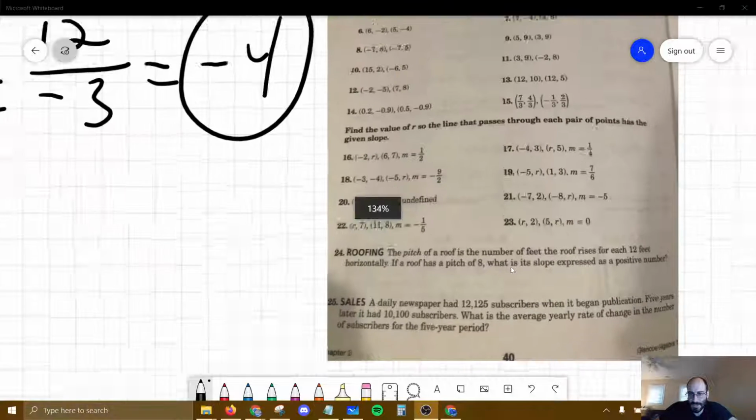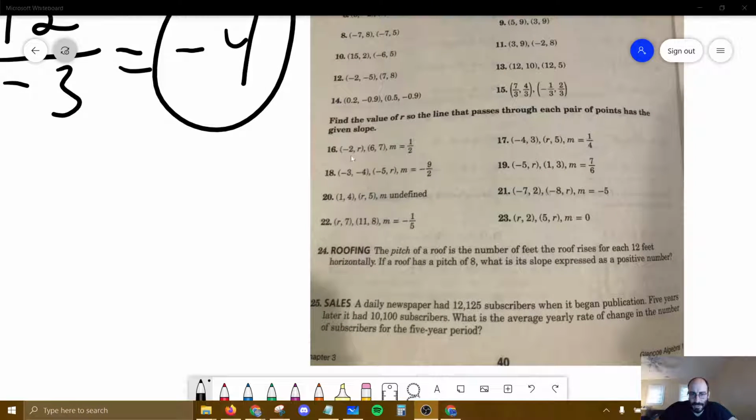Okay, for this next section here, you're given 2 points and the slope, but one of the points is missing a value, so they call that R. Okay, and there's 2 special cases here. You got m equals undefined and m equals 0. We'll get to those in a second. Okay, so let's do one of these really quick.